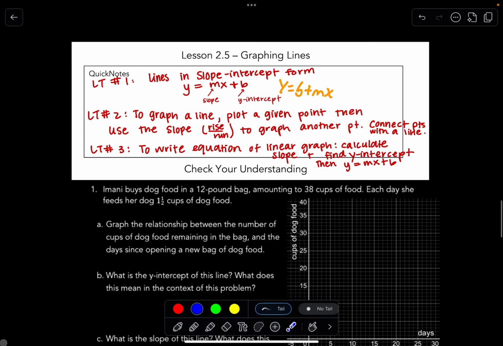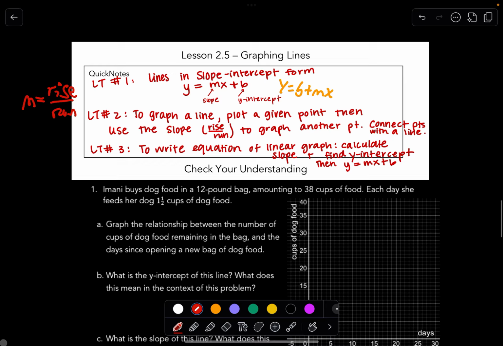Slope is rise over run. Make sure you know that. In words, m equals rise over run. Okay? And then learning target number 3: to write an equation of a linear graph, calculate slope and find the y-intercept, then y equals mx plus b.